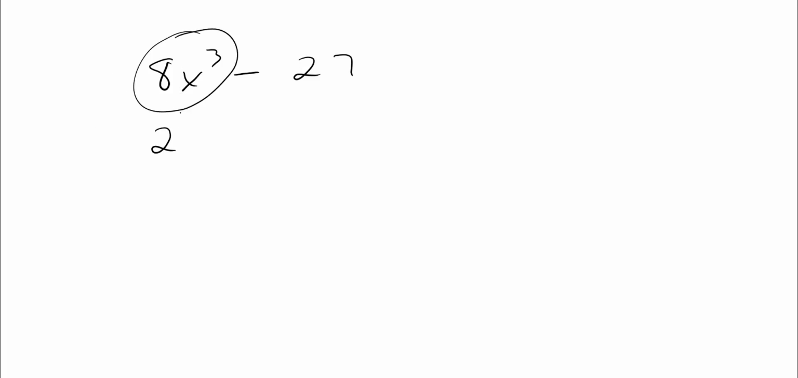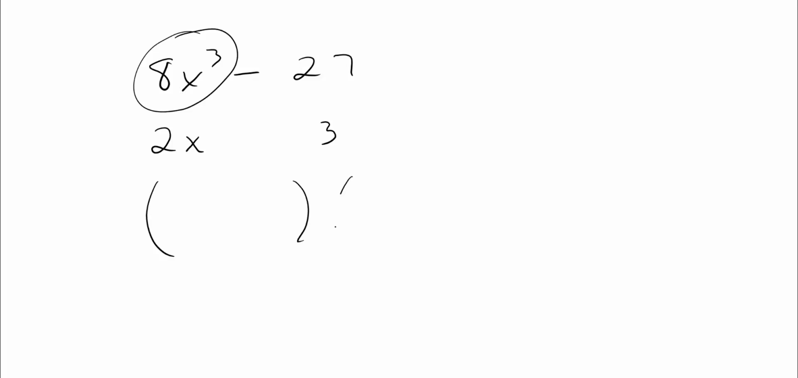Let's try something a little bit crazier. Let's do 8x cubed minus 27. Okay, sorry, there we go. 8x cubed minus 27. So here's the deal. You got to take the cube root of this. What's the cube root of 8? 2. Have that little chart next to you. So look, the cube root of 8 is 2. The cube root of x cubed is x. What's the cube root of 27? It's 3. So those are your numbers.